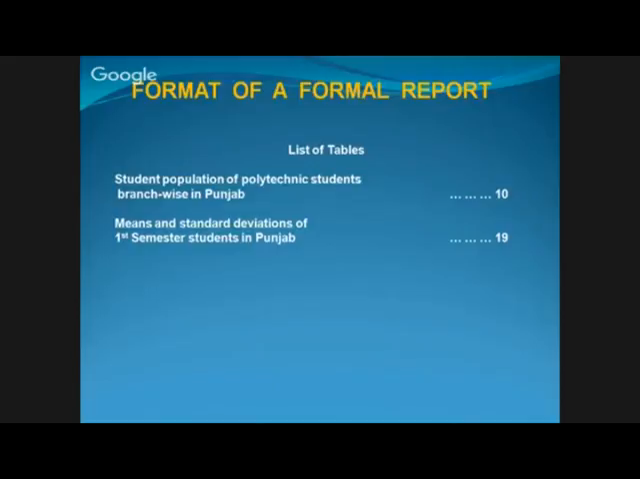This is regarding list of tables. यहां पर आप देखेंगे एक मिस्टेक है, टेबल नंबर नहीं आया हुआ. सो table 2.1, student population of polytechnic students branch wise in Punjab appearing on page number 10, then table number 4.5 and so on. So this is how you will, ये सारा कुछ जो है preliminary section का पार्ट है. So this is all about report writing.